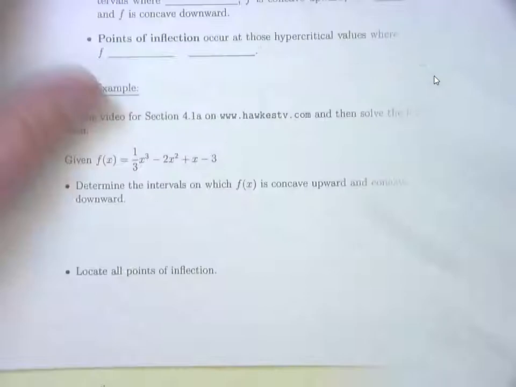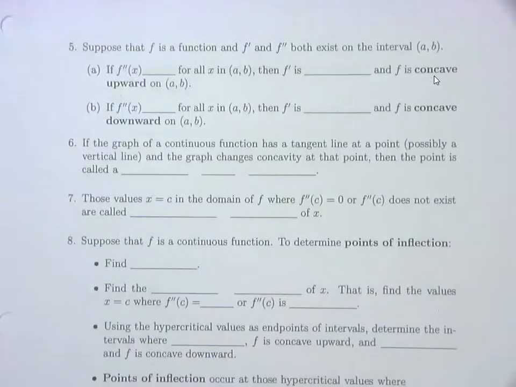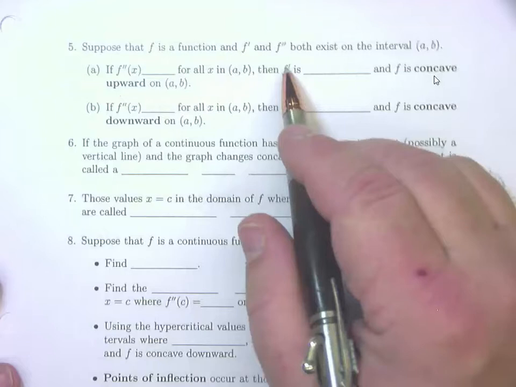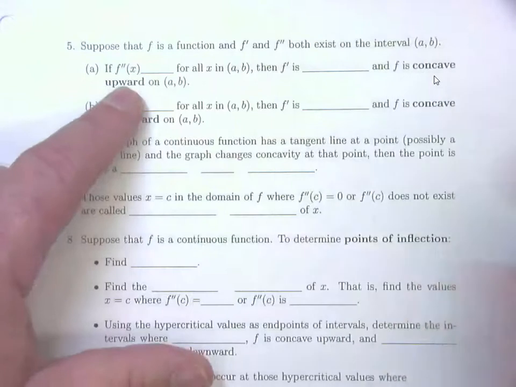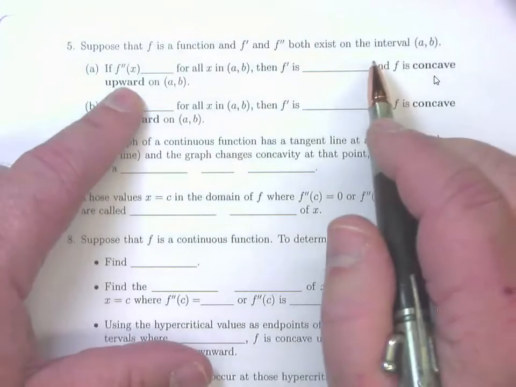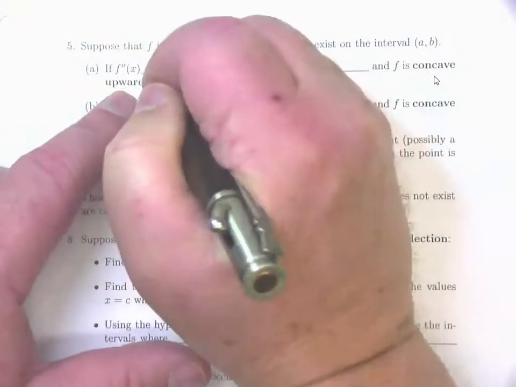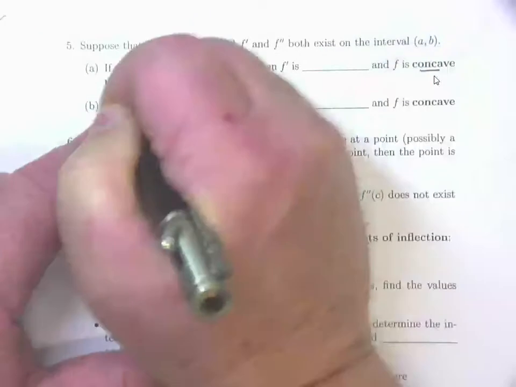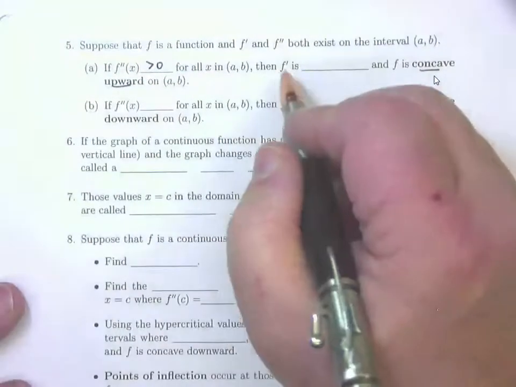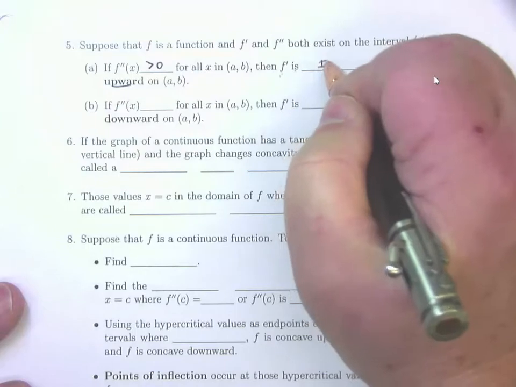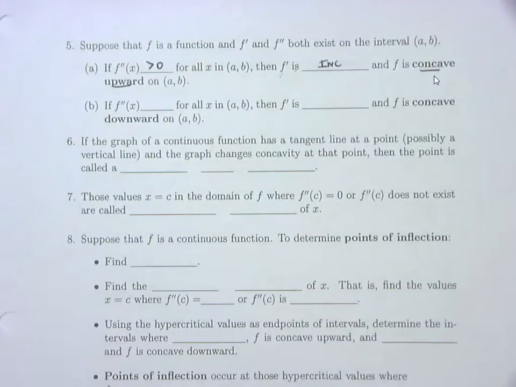So, in terms of this, suppose that f is a function and f prime both exist on an interval a and b. If f double prime is blank for all x in (a, b), and f prime is blank, then f is concave upward. Well, to be concave upward, what's the big deal? This is what we're trying to get you to go. Concave upward means my second derivative is greater than 0, which means that the first derivative is increasing.